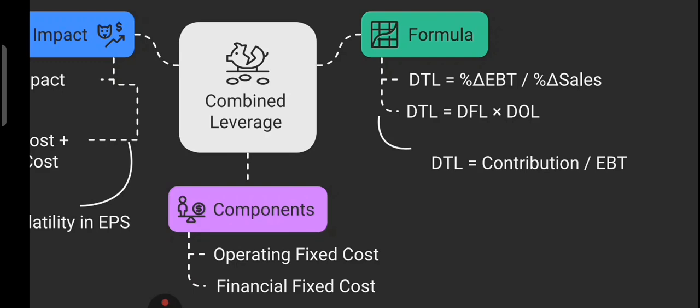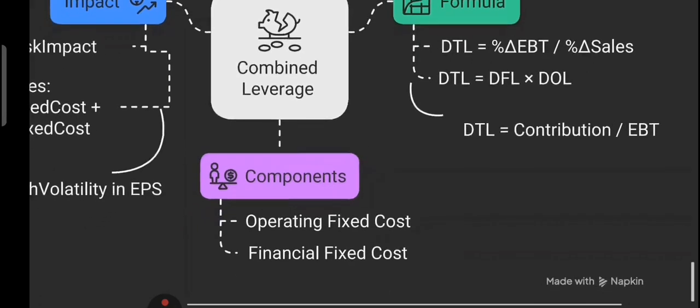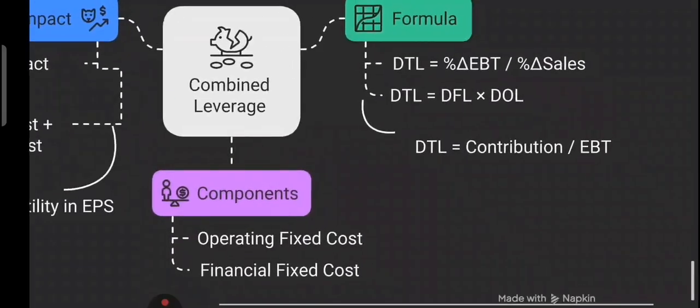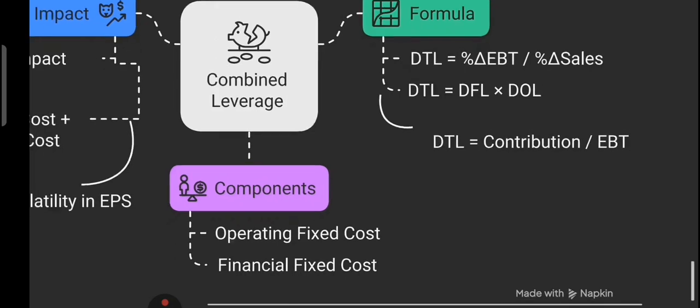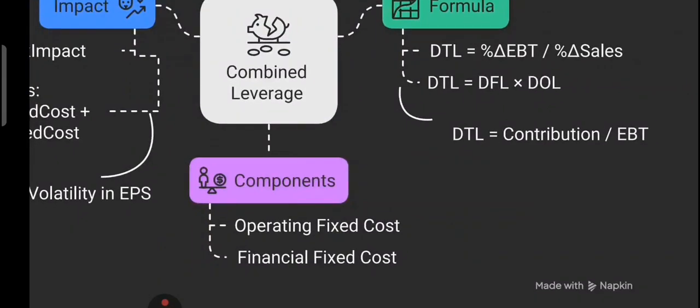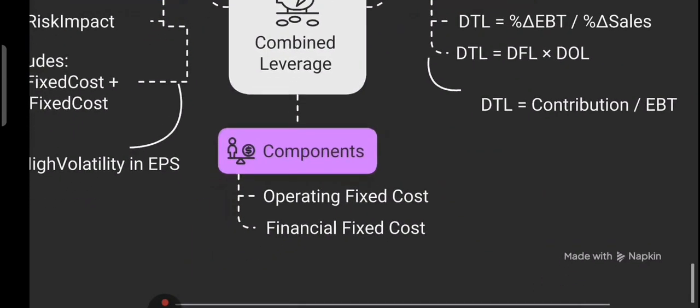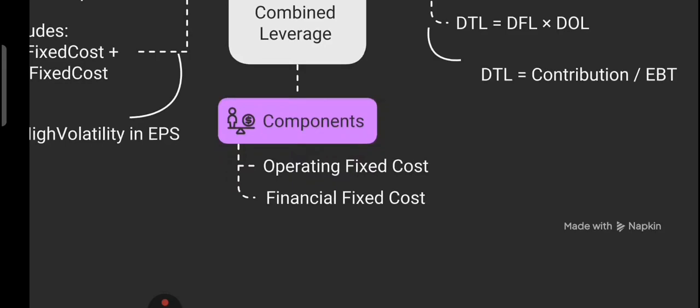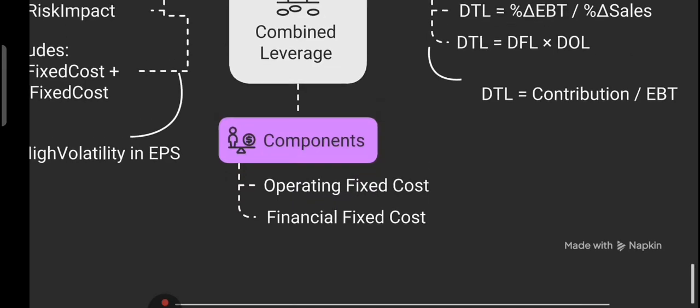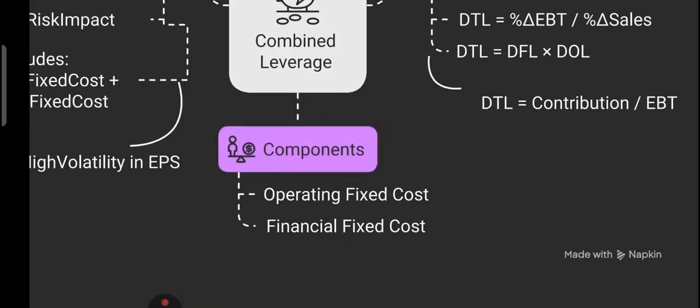Depending on the situation, what is given to you in the question, you can choose either of these formulas. No matter which one you use, it's all about understanding how sensitive your profit is to the change in sales. That's it. Right, now what are the components, what are the things inside it? First of all, we have operating fixed cost, meaning cost that doesn't change with production. Then we have financial fixed cost, meaning payments like loan interest that are due no matter what. So together they define your company's total leverage position.